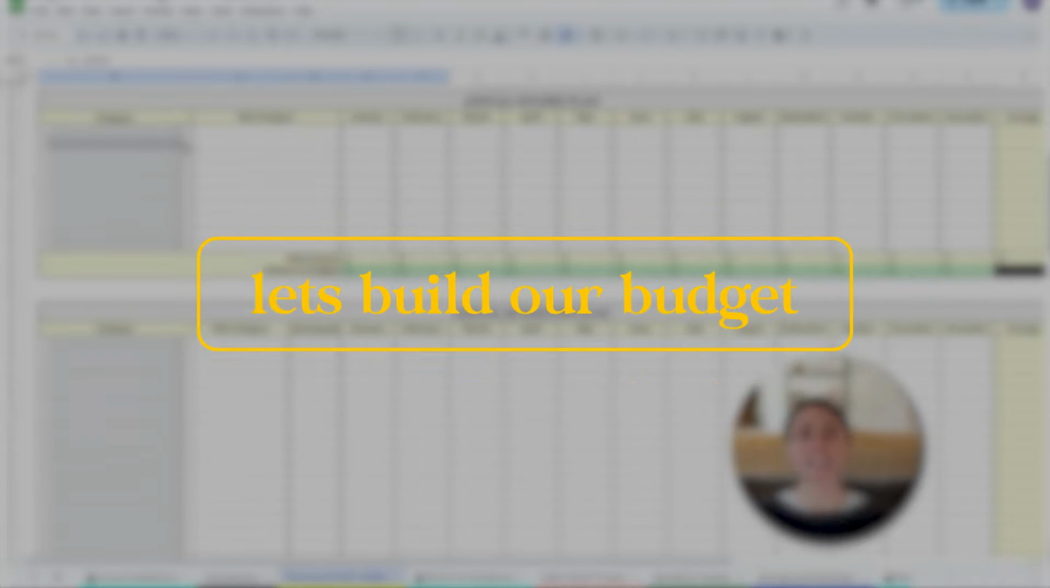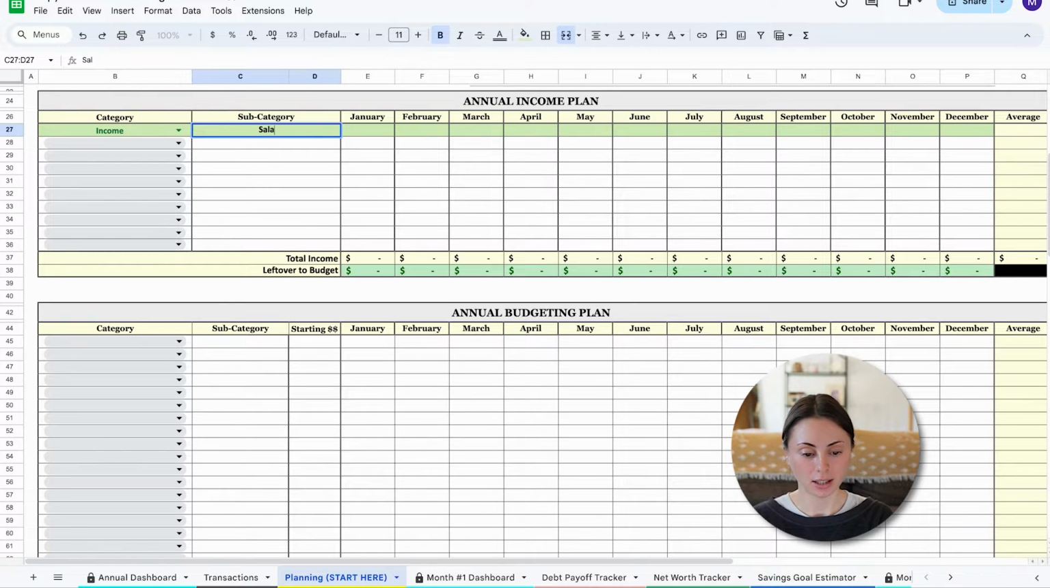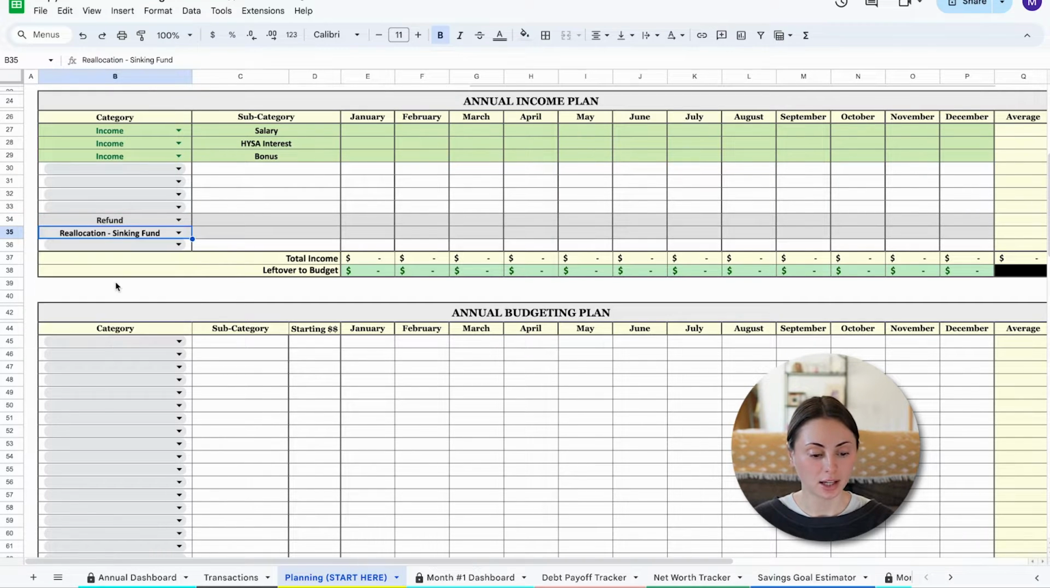We're actually going to fill out this template for my budget, and I'm going to walk through kind of how I set up my own budget. The next thing is adding your income under the annual income plan. So I'm going to go and choose my category. Income, the first is salary, high yield savings account interest, and then I have the bonus. I also like to do refund and the reallocations at the bottom here as just placeholders.